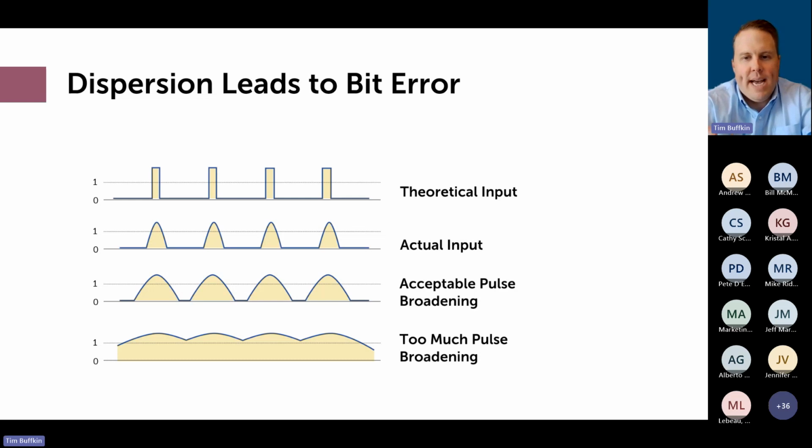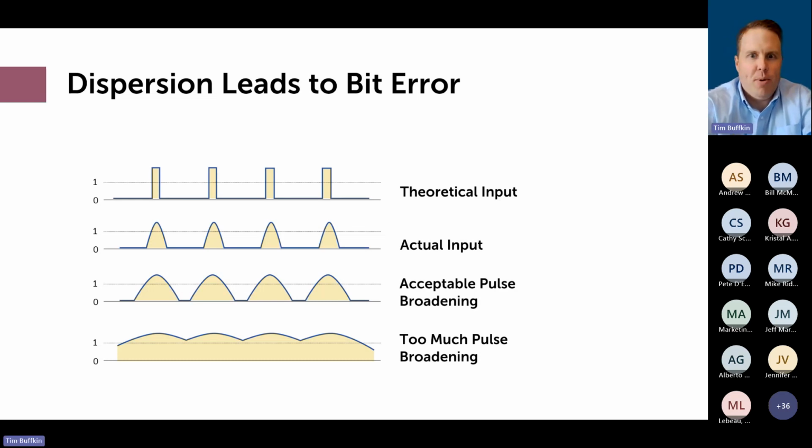Now, again, we are going to have pulse broadening. That's going to happen, but you have a range in which it's still acceptable. So if we go down to the third line, you can see the pulses have spread out, but you still have a distinguishable 0 1 0 1 0 1 0 1 0. We still have separation between the pulses. But now go down to the bottom.